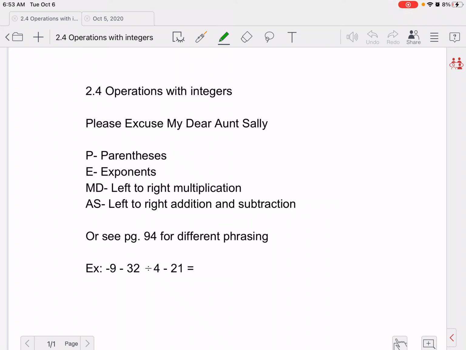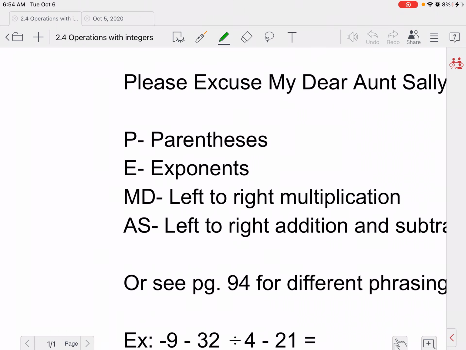Now the reason we do math in a certain order is so that no matter where we are in the world, we all get the same answer. Okay, and I'll hopefully show you kind of a funny video on why we do this. So P stands for parentheses, so anything inside the parentheses we do first. Okay, and if there's lots of things in the parentheses, we actually follow PEMDAS within the parentheses.